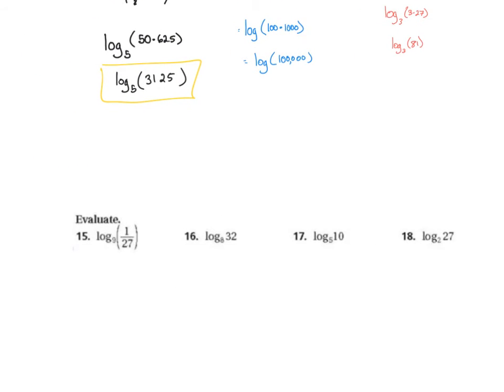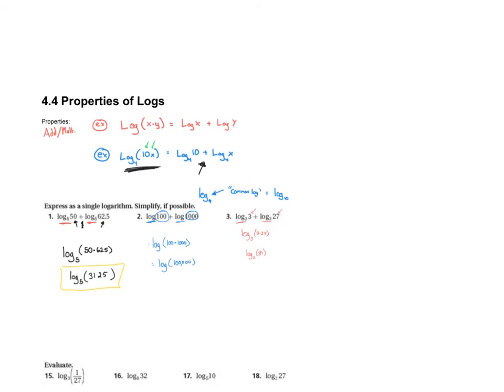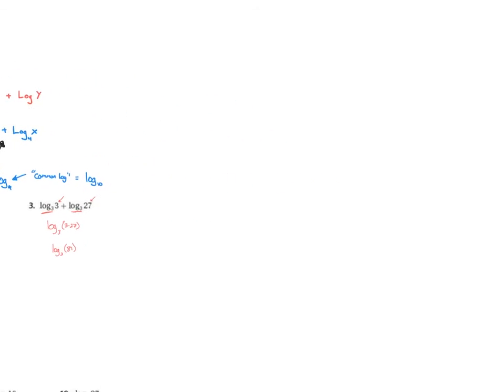All right. Let's talk about the next one. So the next big property, I'm going to come back up here. That's the addition, multiplication. Let's do the subtraction, division. So if I gave you log x divided by y, then that can be written as log x minus log y. Now whatever's on the bottom, that's the one that gets subtracted.